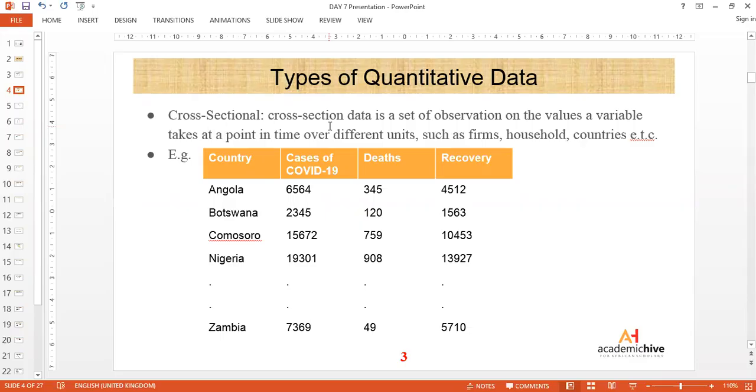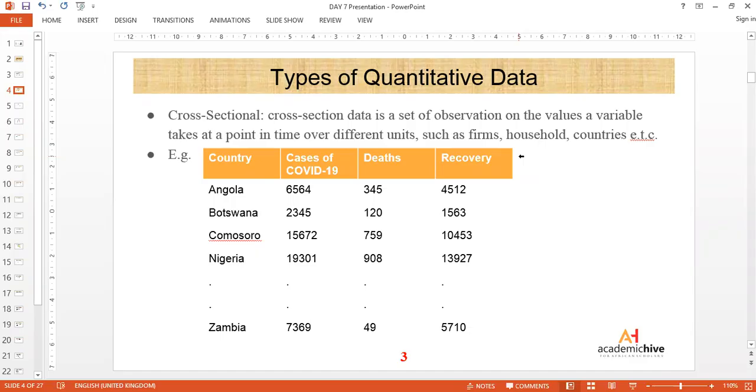So let's say you're doing a survey and you just want to see, okay, we have an example here of country, the cases of COVID, the deaths, the recovery. So let's say this was taken at a particular point in time. The World Health Organization just wants to know what the cases of COVID is like at this point in time in Angola, what the death rate is like, what the recovery is like. So once it's been taken, say once, okay, over different units or different variables.